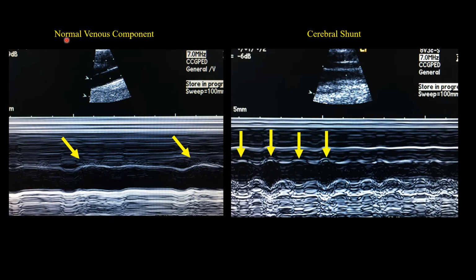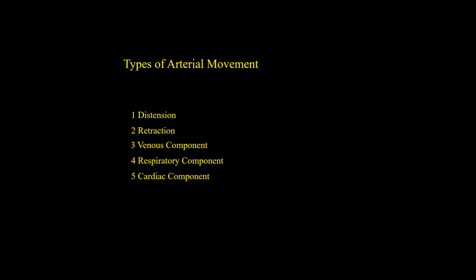So a normal venous component can be seen in a few normal patients, and in a cerebral shunt you get these violent pulsations. So there's several types of arterial movement that I've been able to identify. You can have distension, that's the normal thing that we can usually see. With a little practice you can see retraction. Occasionally we'll get a venous component. Sometimes the artery is moving when you take deep breaths.